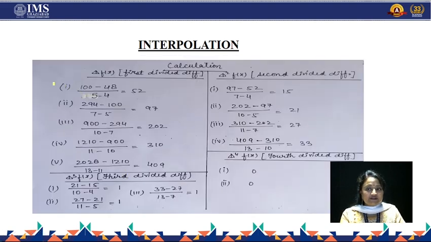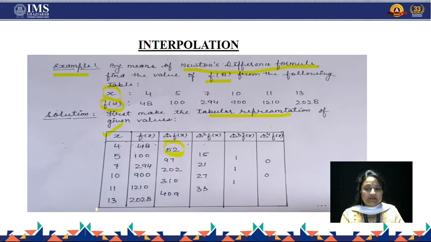Yes, this is the concept basically. In the next slide, I have already analyzed how we get the value of 52: first divided difference, second divided difference, third divided difference, and fourth divided difference. So how do we get 52? We will just move to the previous slide.